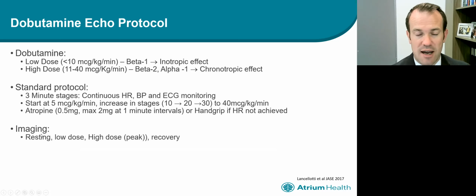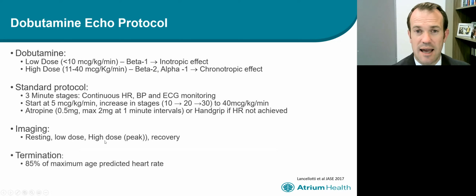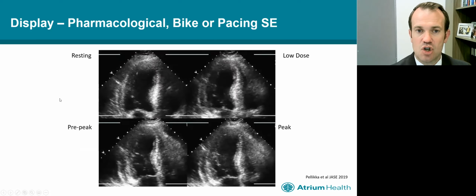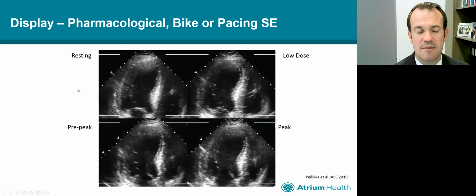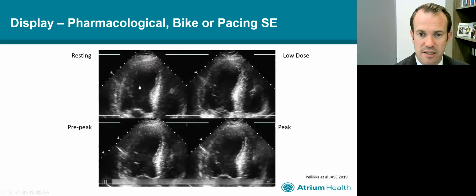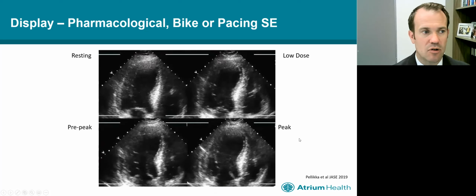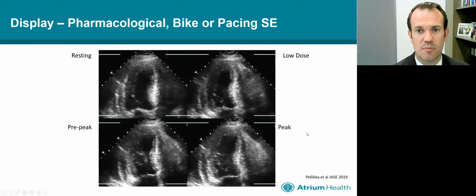We will image at rest, at low dose, at high dose, and in recovery, and we will finish the test once we reach that 85% maximum age-predicted heart rate. So the presentation of the images is different than the treadmill or the exercise stress. Here we're showing a resting image, we show a low dose, a pre-peak and peak, or in some cases a peak and recovery image there. And so we can see the differences of function at various doses of dobutamine infusion.